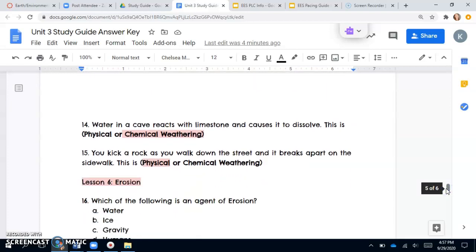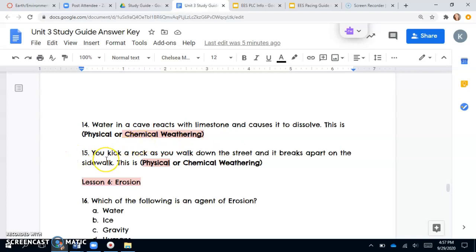14 says, water in a cave reacts with limestone and causes it to dissolve. This is an example of chemical weathering. So the reaction of the limestone with the water and the dissolution of the rock itself. So as the rock is dissolving, it's breaking down. That's the weathering part. But it's also being changed on a chemical level because the minerals in the limestone are reacting with the water. So this is chemical weathering.